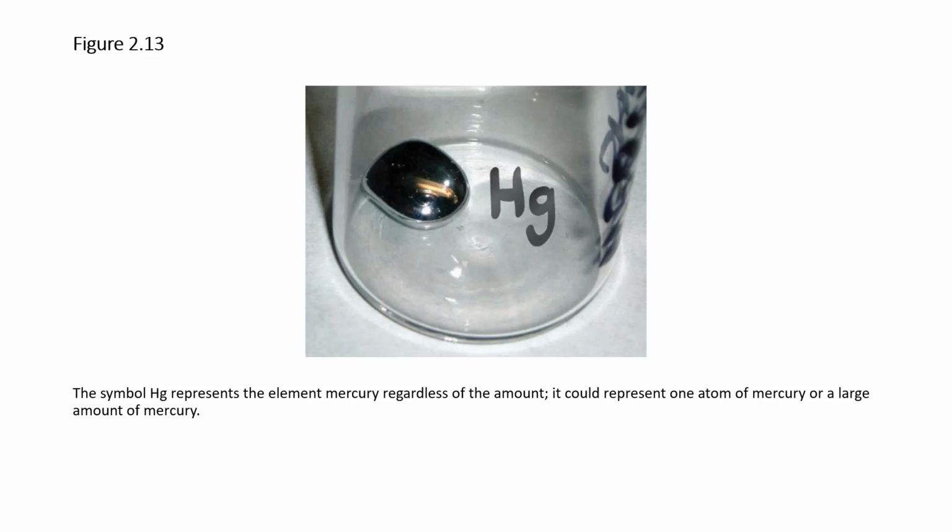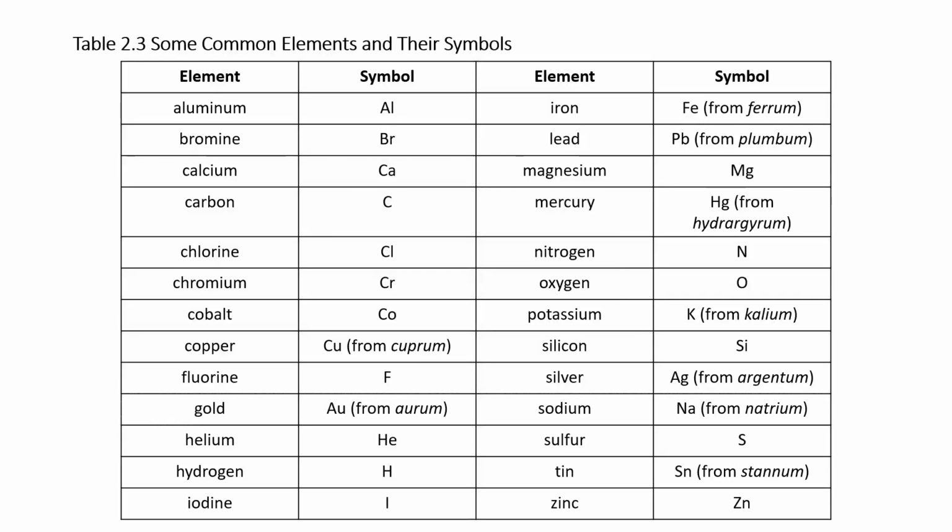So the symbol Hg represents the element mercury, regardless of the amount. It could represent 1 atom of mercury or a large amount of mercury. So these are just some common elements and their symbols. Aluminum is Al, bromine is Br, calcium Ca. There is a list that I would like you to have memorized.